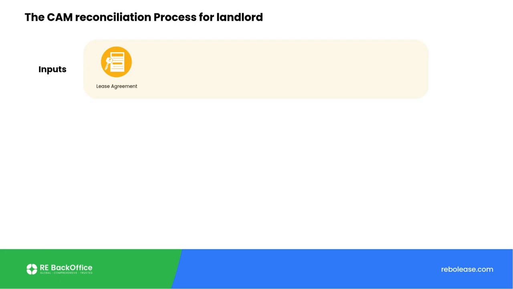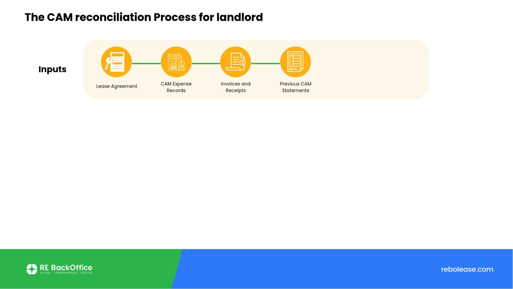The inputs include lease agreements, terms related to CAM charges, tenant obligations, and calculation methods. CAM expense records, detailed records of all expenses incurred for maintaining common areas. Invoices and receipts, documentation supporting each expense. Previous CAM statements, past reconciliation reports for reference and comparison. Tenants' lease data, information about each tenant's share and lease terms. A typical CAM reconciliation process for the landlord is as follows.